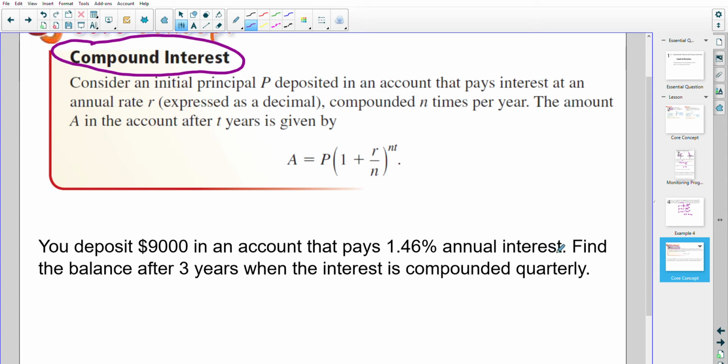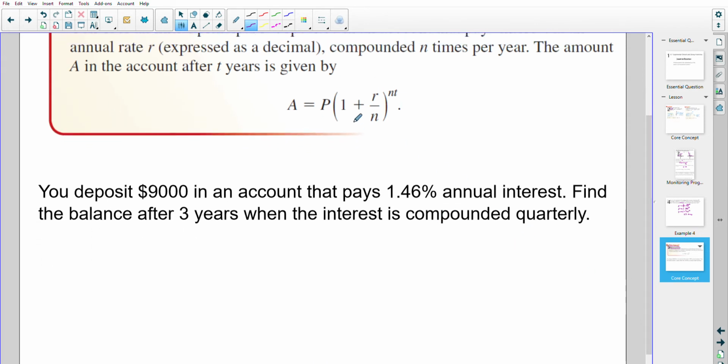So it says you deposit this amount at that rate. Find the balance after 3 years when the interest is compounded quarterly. Compounded quarterly, we go to this compound interest situation. A equals the principal, 9,000, how much you deposited, times 1 plus the rate, 0.0146, compounded quarterly. Every 3 months means it's going to be 4 times in a year. And then it says 3 years, so it's going to be 4 times 3.